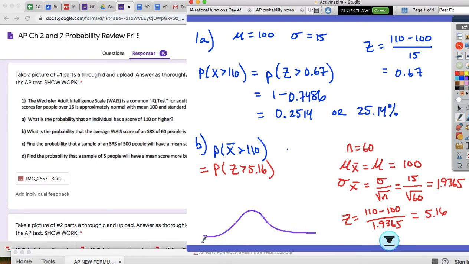Now, one way that you can think about this is in terms of a picture. If I have my normal curve, 0 would be in the middle, up to 3 standard deviations, but let's say we add more on. Okay, if we are at 5.16, we would be like right about here, and we're finding the probability of being greater than that. Okay, now my picture is not great. I need to fix my picture.